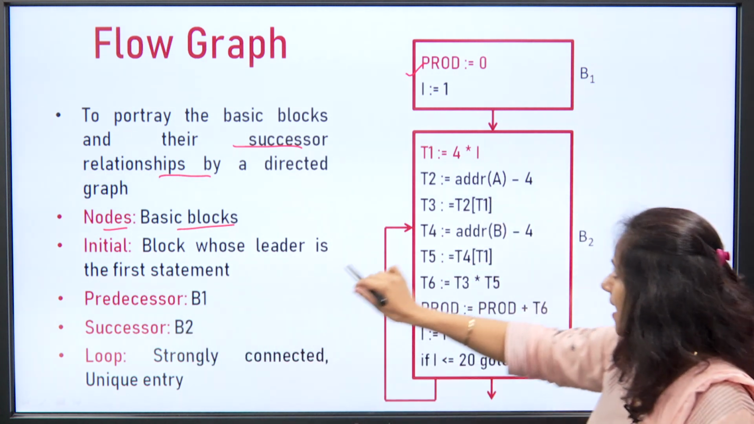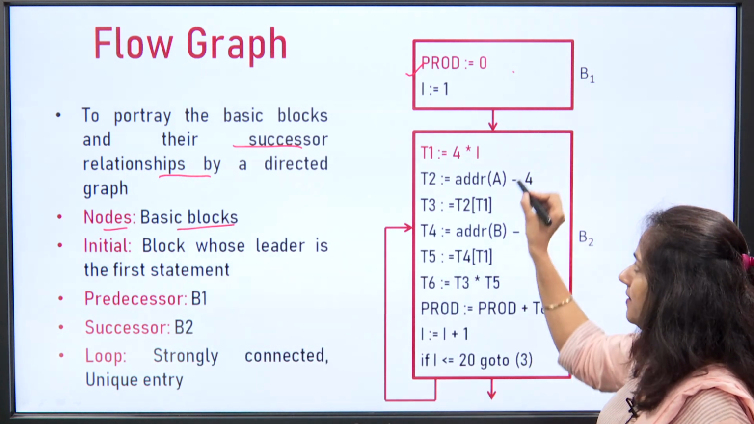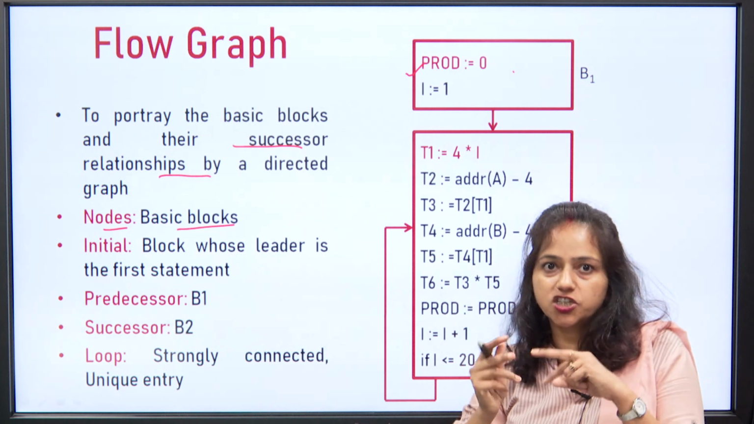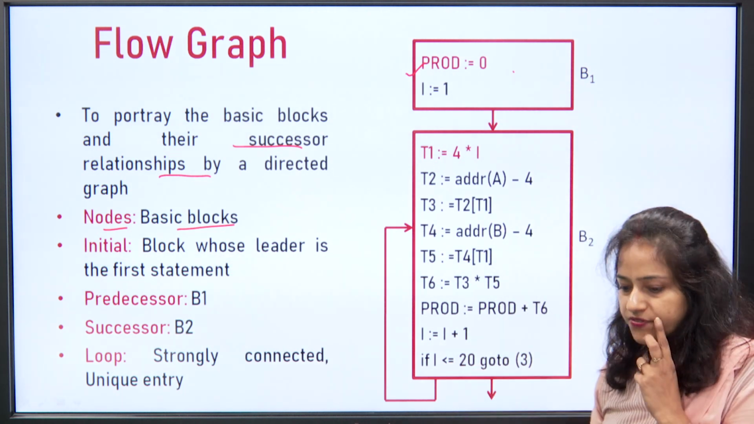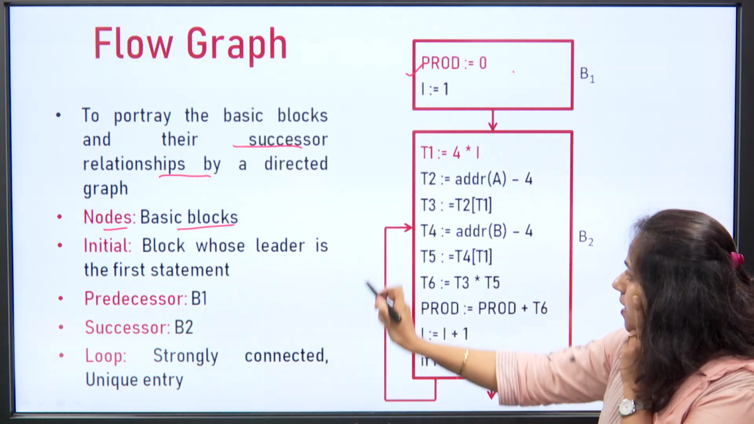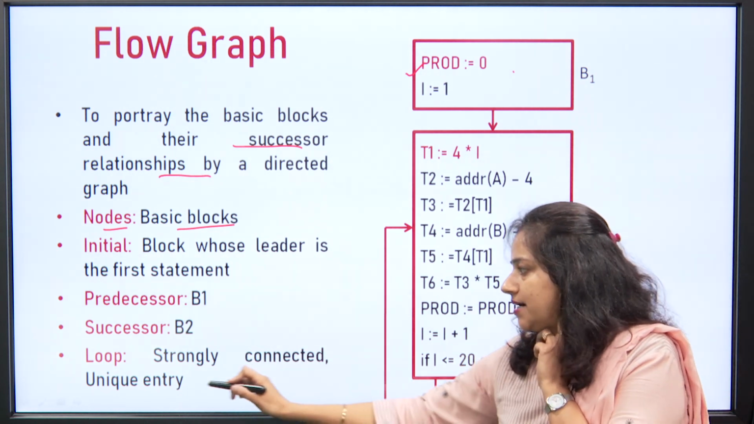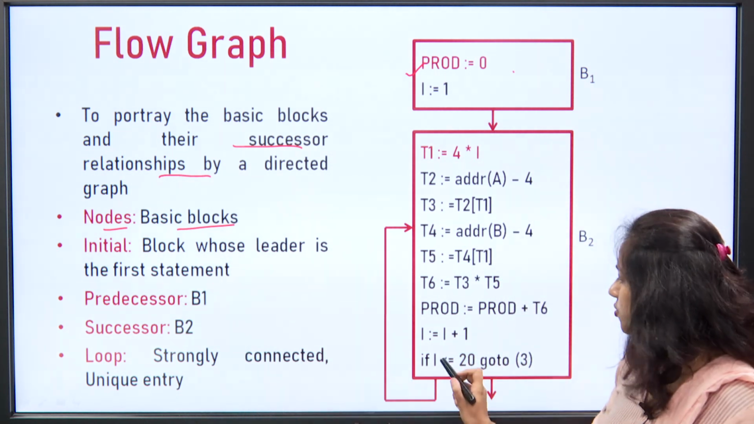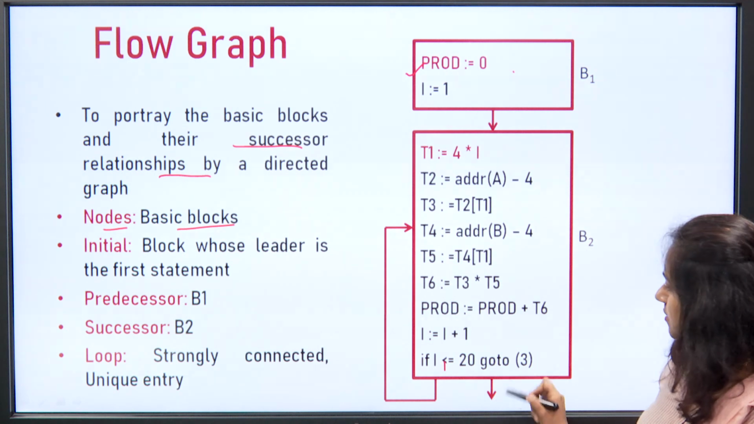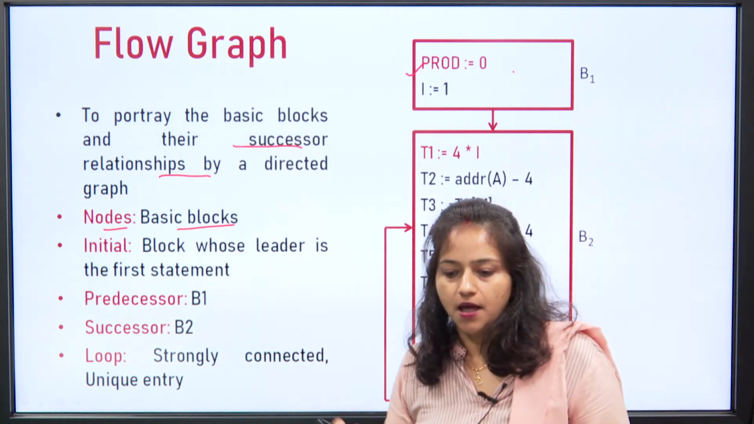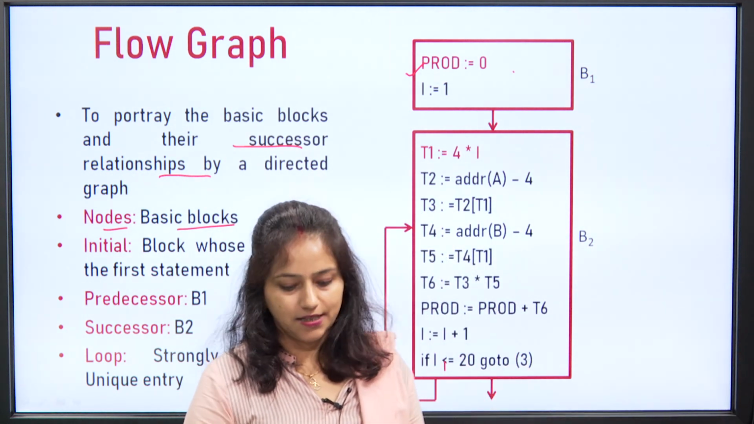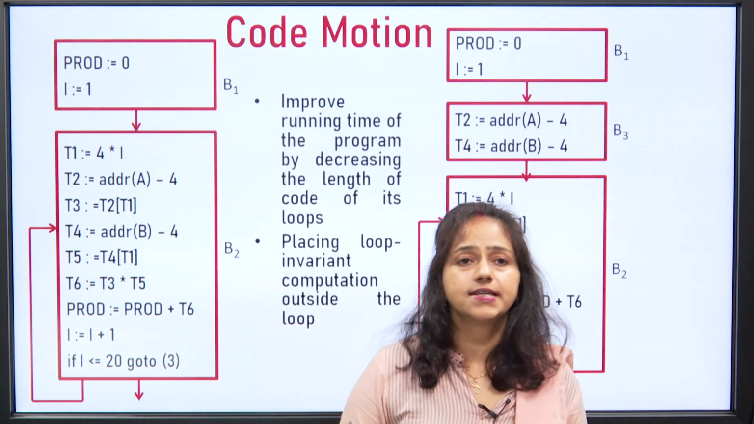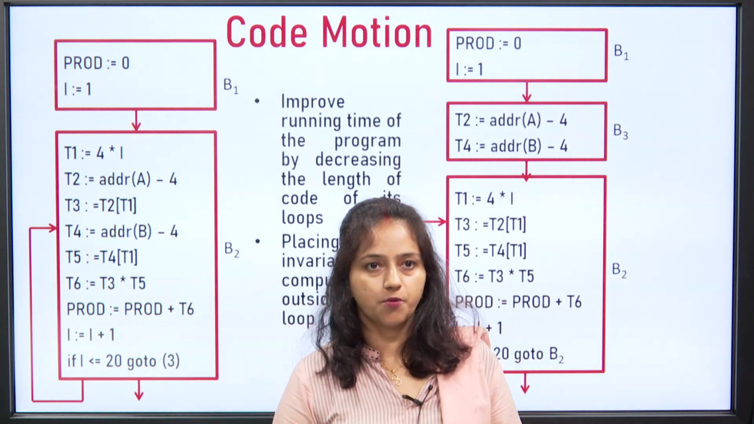Now, here this is the predecessor and this is the successor, this is a relationship between the nodes of the graph, and here we have this loop. A loop will be strongly connected and have a unique entry. So, this is the loop, and this could be the end of the program or maybe going to another block. Now, we will discuss techniques like code motion.